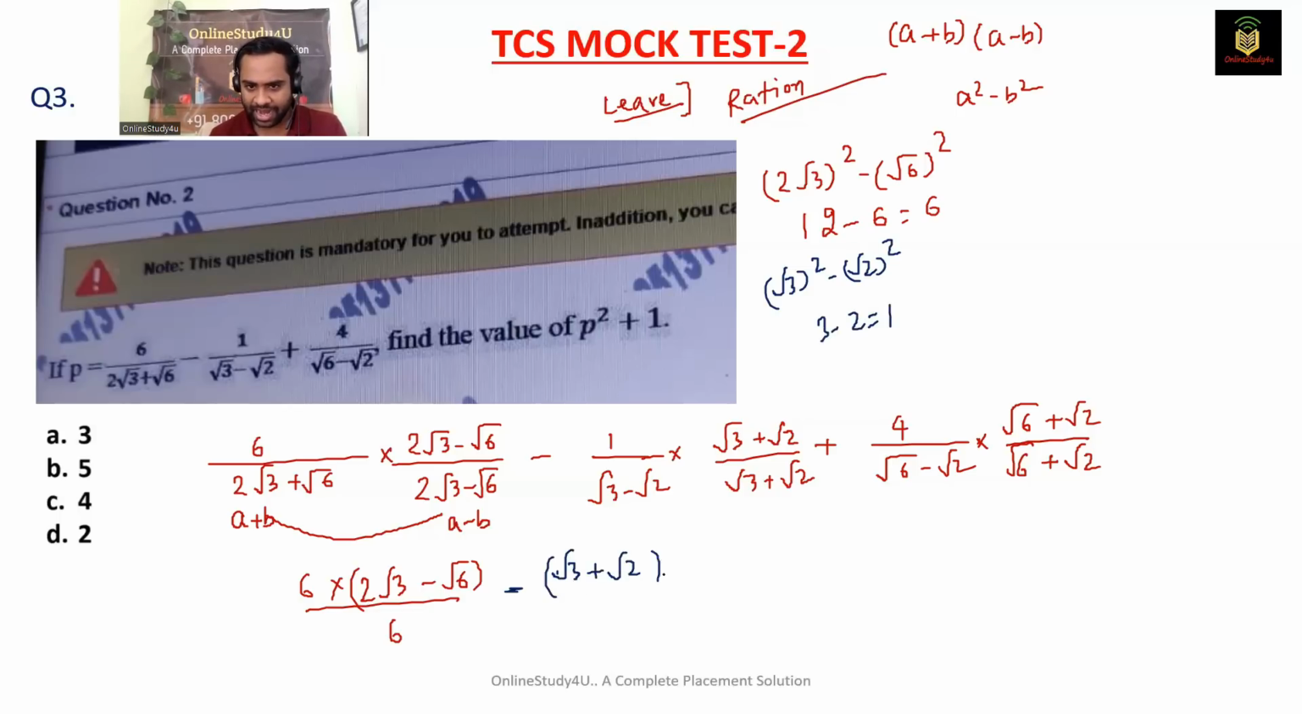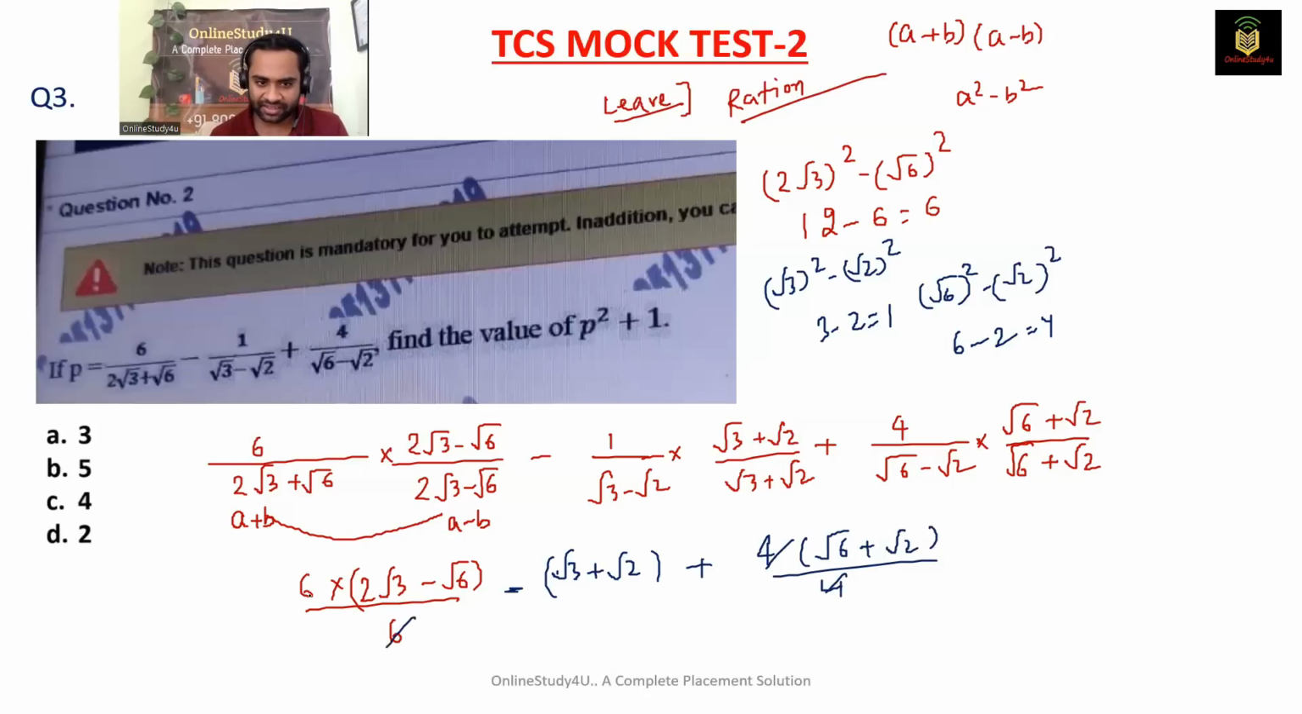Okay. And then plus here again, so root 6 square, a square minus b square. So root 6 square minus root 2 square. Root 6 square is 6, root 2 square is 2. So this will be 4. Okay, so 4 into root 6 plus root 2 divided by 4. Now 4 cancelled and 6 and 6 cancel. This is what equals P.